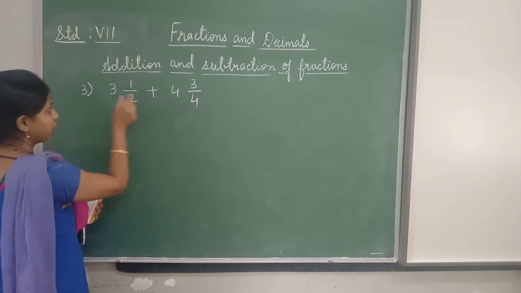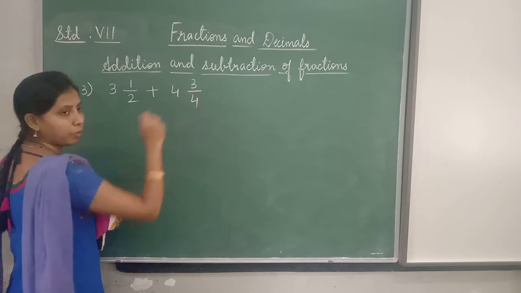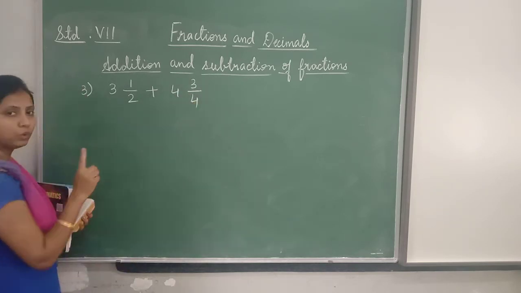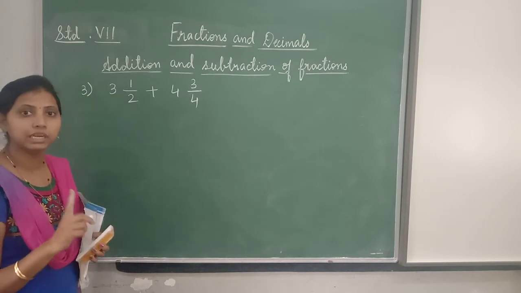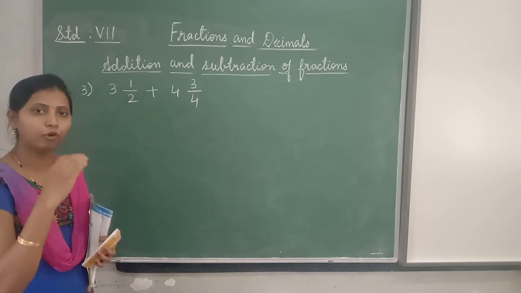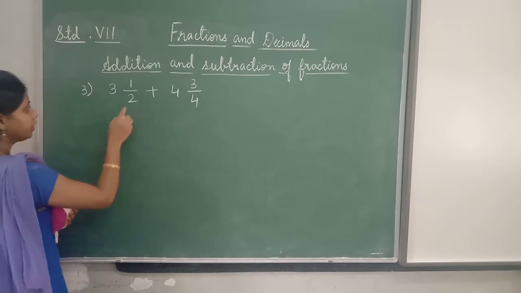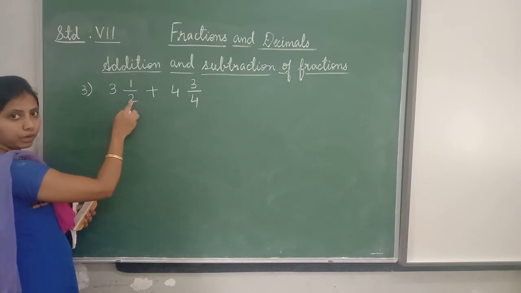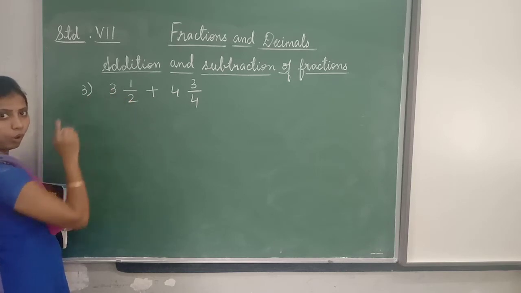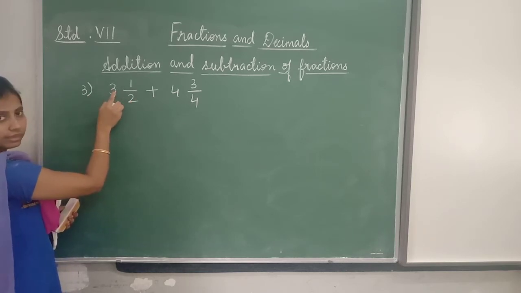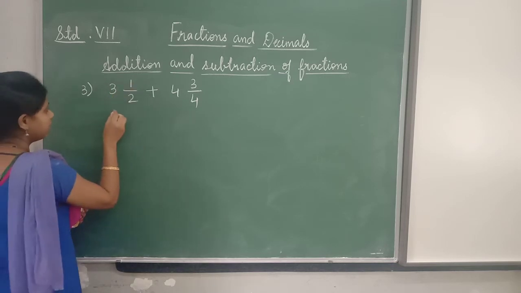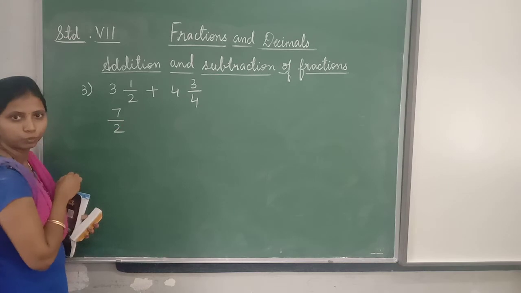Yes, mixed fraction. Whole number, proper fraction. Whole number, proper fraction. So they are mixed fractions. Yes. Now, when you have a mixed fraction, firstly you have to convert it into improper fraction, and then follow the same steps. Okay. So to convert into improper fraction, you have to multiply the denominator to the whole number first. 2 into 3, 6. Add the numerator. 6 plus 1, 7. So it is 7 upon 2.